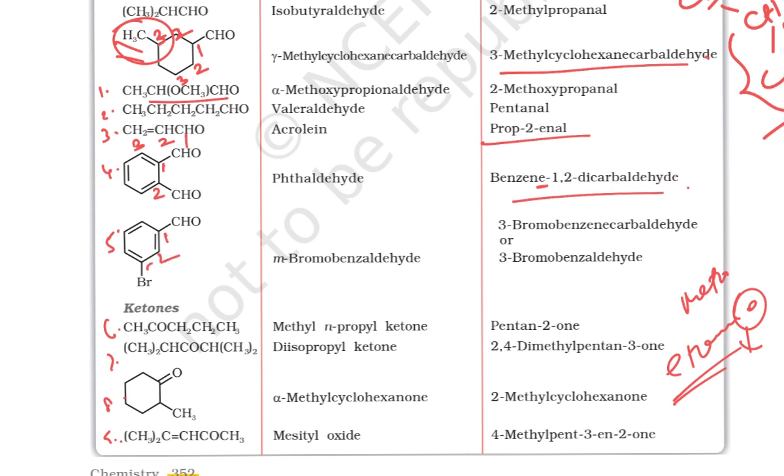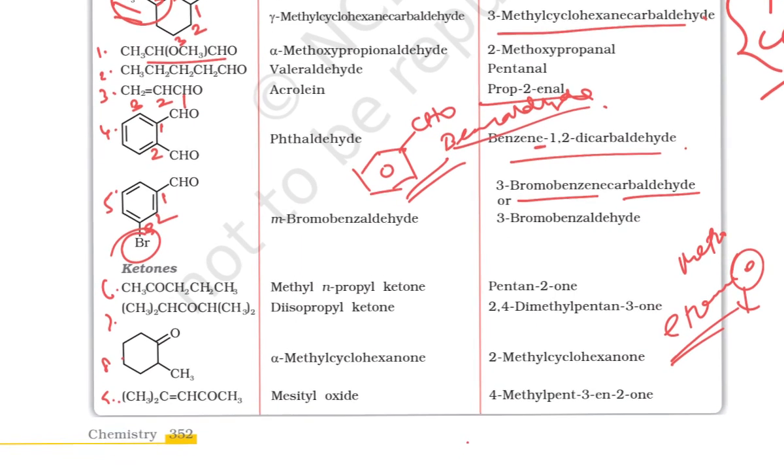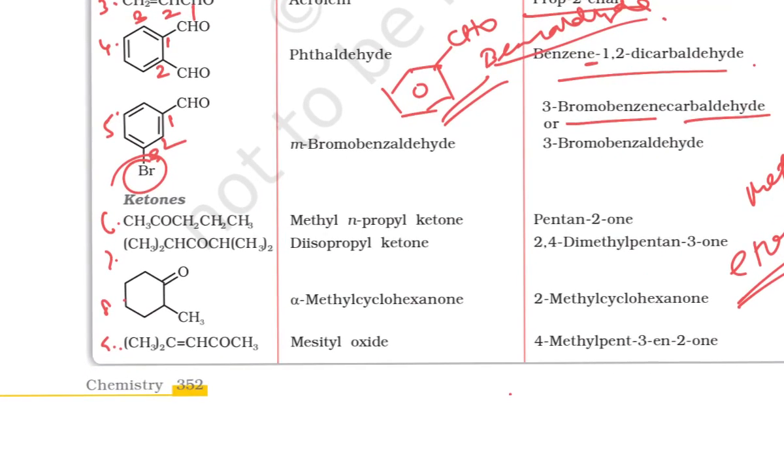In case of this one, third position bromine is there, right? So 3-bromo benzene carbaldehyde. Again, one more thing I want to explain here. We can say benzene carbaldehyde or we can say benzaldehyde. Both are accepted by your IUPAC. Next, when it comes to the ketone, we have to give number. So 1 2 3 4 5, second position one is there, so pent-2-one.